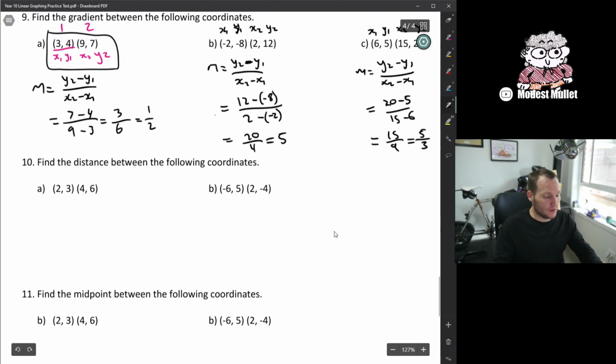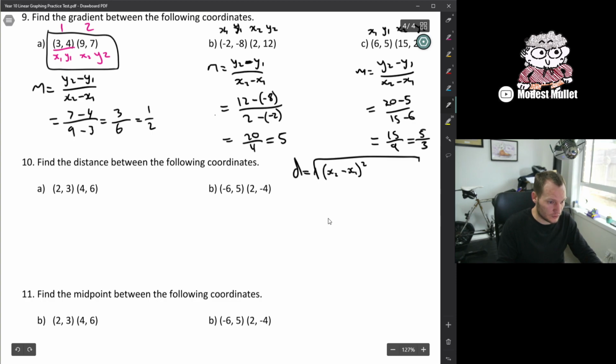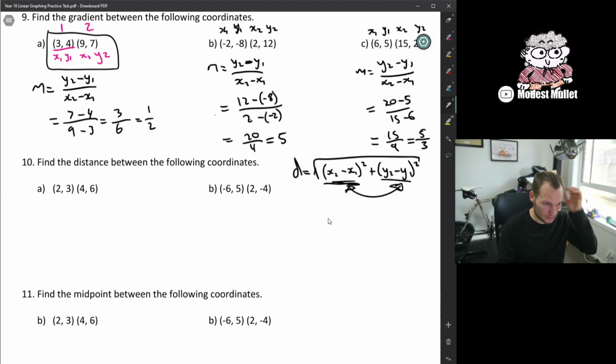Question 10 and 11 are both formulas again. Finding the distance. So the distance is equal to the square root of x2 take away x1 all squared plus y2 take away y1 all squared. Now you can do this whole bracket over here and this whole bracket. They can be switched. Either way works. You could do the y's first and then the x's second, or the x's first, y second. Doesn't matter which way. It's going to give you the same answer.